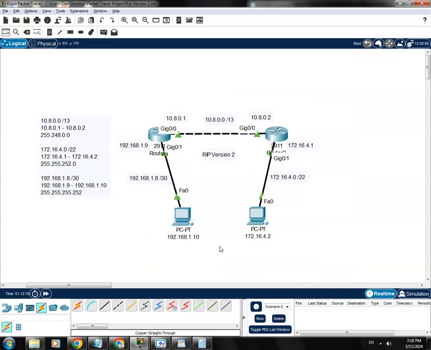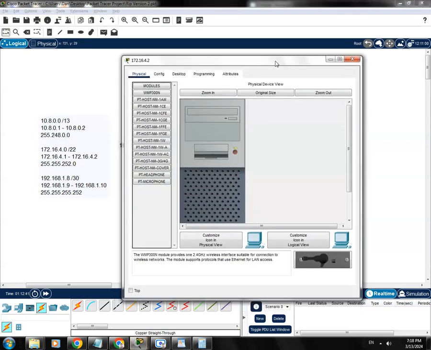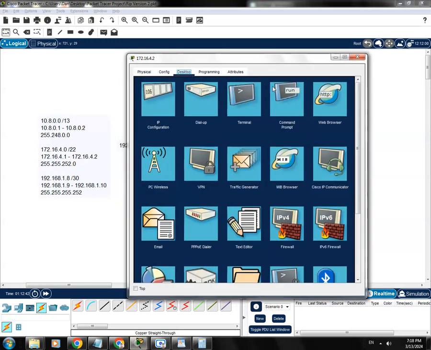And now that RIP version 2 is working, it's time for us to check the routing table on each router, for us to see how RIP can communicate with the network, because the network is working. And if we try again, I'll go to this PC and go to desktop.